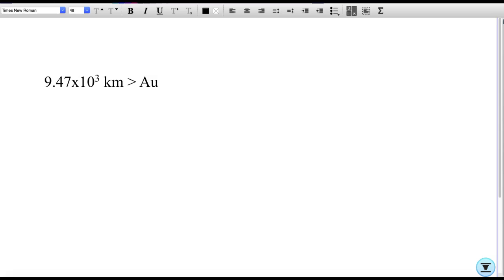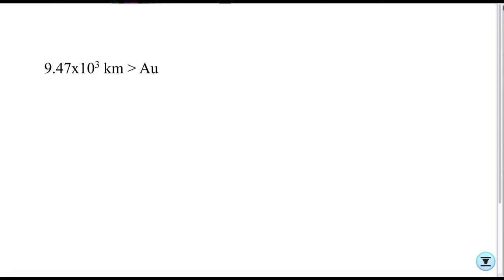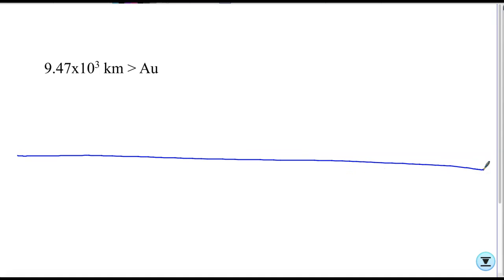So the first thing I'm going to do is draw a line. I'm going to put what I'm going to convert on top of that line at the beginning. So 9.47 times 10 to the third kilometers. And then I draw a vertical line. So we're going to set up a conversion. Now I need to know my equivalents or my conversion factors.